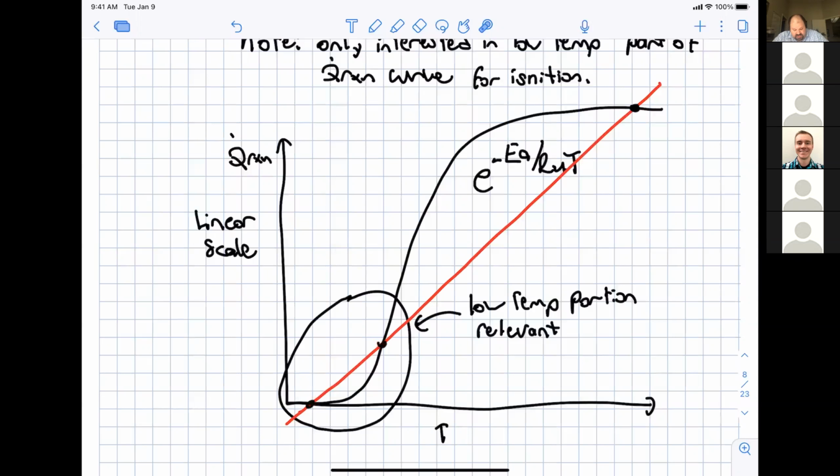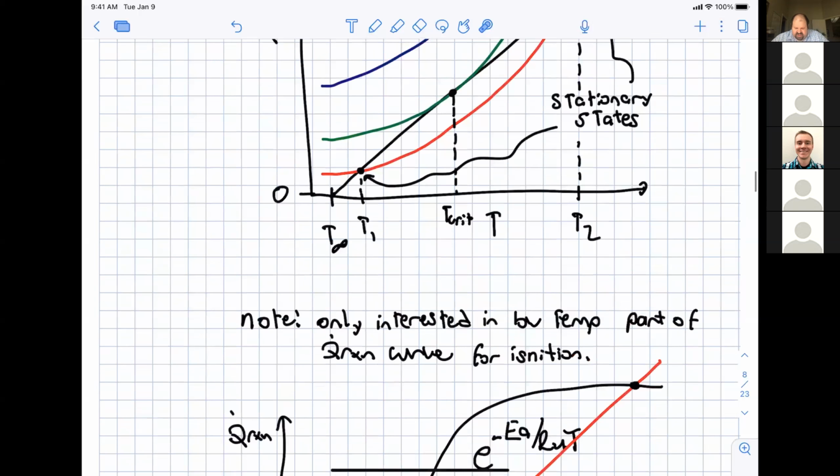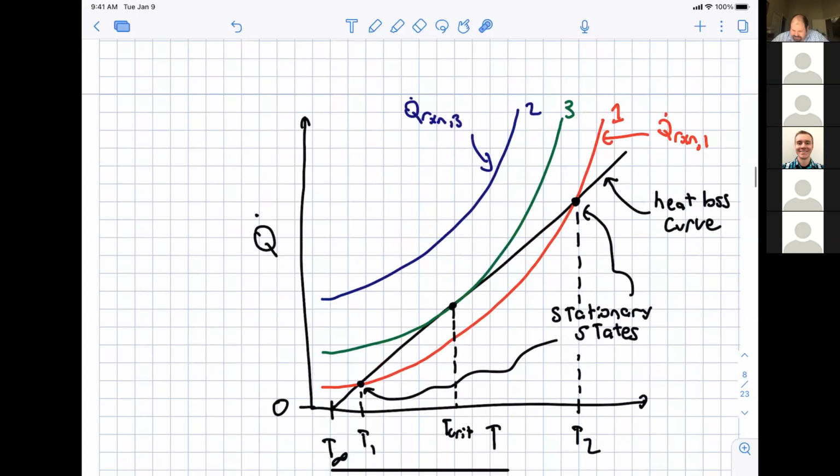And you can notice that due to the curvature of the Arrhenius term in the low temperature region, there are actually two stationary points, and we need to analyze basically the properties of each of those stationary points. Okay, and so I just have a different graphical representation here.